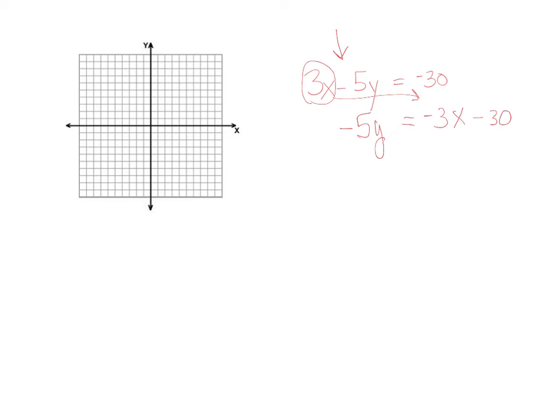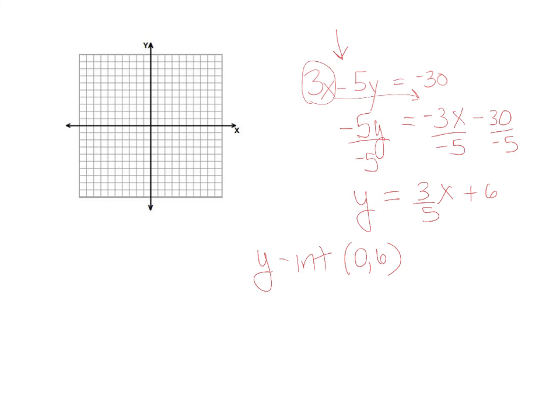So now I have the y isolated, but it has a coefficient of negative 5, so I'm going to have to use inverse operations and divide all terms by negative 5. This will give me y equals, remember I want to keep that as a fraction, 3/5. I don't want to turn that into a decimal because I want to be able to see my rise over run. And then negative 30 divided by negative 5 is positive 6. So this tells me my y-intercept is at the point 0, 6.